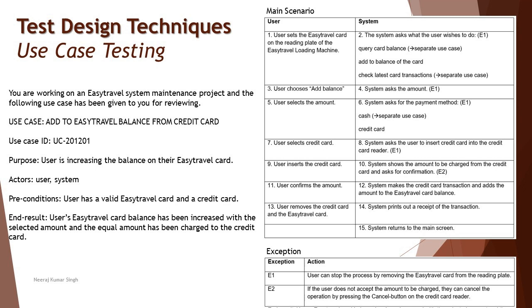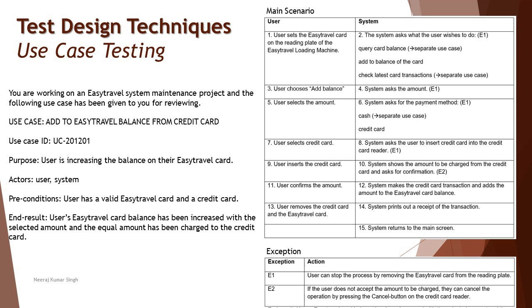And right here we have something called E1, and we'll come back and discuss this later. Now there are a few options provided by the system at step 2: do you want to query card balance, add to balance of the card, or check the last card transactions. Now if you see, the main path for this use case is to add value to your easy travel card using a credit card. So the other two options are clearly identified as alternative use cases.